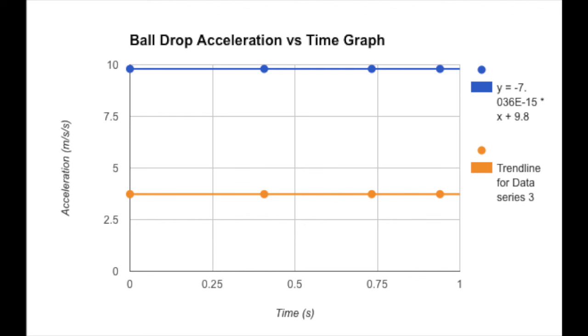The acceleration that we calculated was about 4 meters per second squared, shown by the orange linear line on our graph. The blue linear line on our graph shows the average acceleration due to gravity, 9.8 meters per second squared.